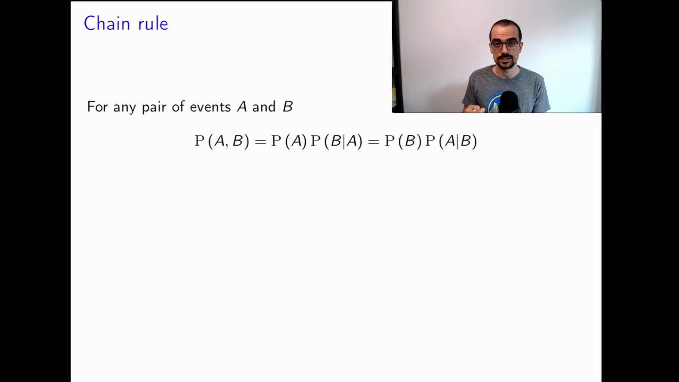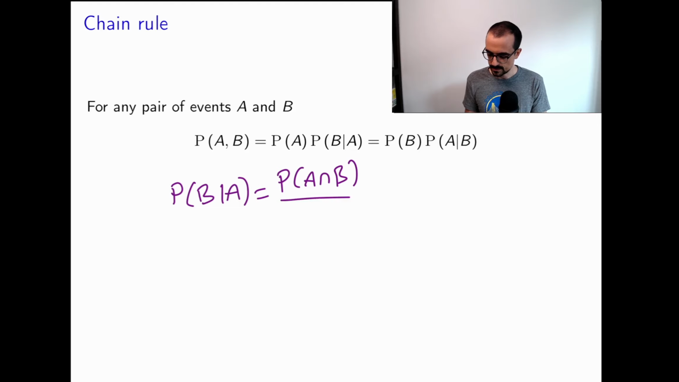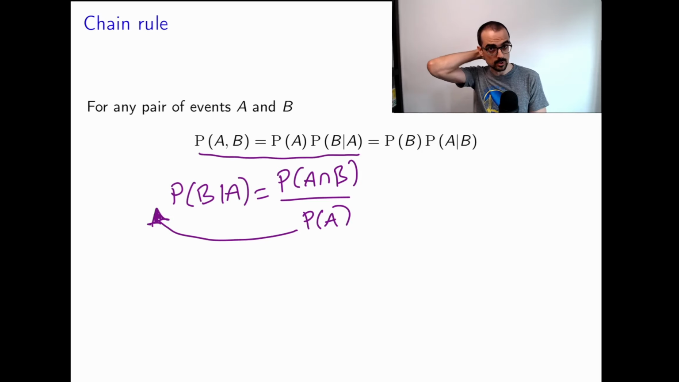The first one is the chain rule. The chain rule is an immediate consequence of the definition. So we have just seen that the probability of B given A is the probability of the intersection divided by the probability of A, right? So now we move this here, and boom, we have the chain rule, which is this. It also works the other way around. You can consider the probability of A given B, and you get this other formula.